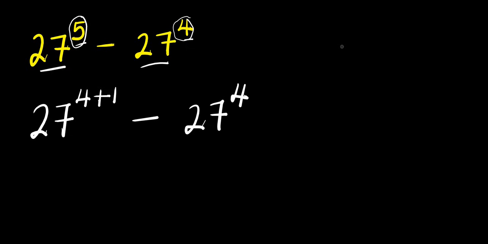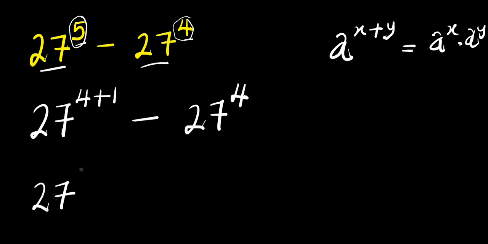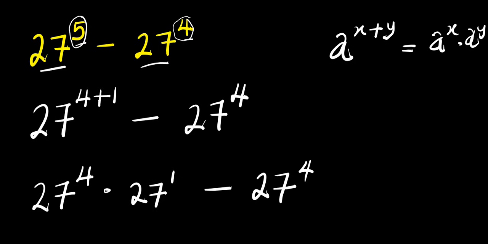Now, if you have a to the power x plus y, it equals a to the power x times a to the power y, right? So we apply the same here. We have 27 to the power 4 times 27 to the power 1, minus 27 to the power 4.